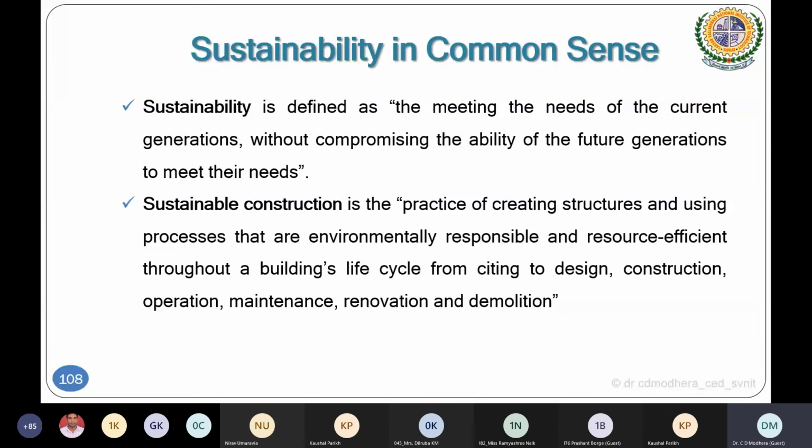So sustainability, in common sense, you can define as meeting the needs of the current generation without compromising the ability of future generations to meet their needs. Remember, this is the sentence of definition. Another: sustainable construction is the practice of creating structures and using processes that are environmentally responsible and resource efficient throughout a building's life cycle, from siting, design, construction, operation, maintenance, renovation, and demolition. I think this cycle is very understandable, and the meaning of sustainable construction is conveyed by this long sentence.